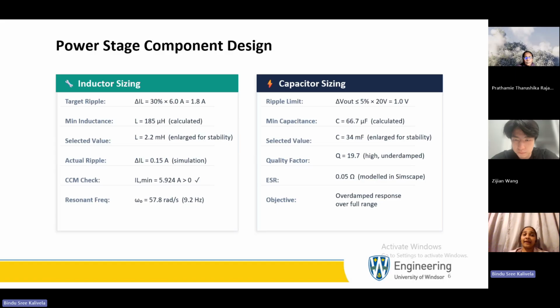And here, let's look at the inductor sizing and capacitor sizing. The main calculated values for the inductor and capacitor: the minimum calculated inductance was 185 microhenries. We selected a larger value of 2.2 millihenries to improve stability and to ensure CCM operation. For the capacitor, the minimum value is 66.7 microfarads. We selected 34 microfarads to reduce the output ripple and improve the performance. These component values help to maintain stable operation and low ripple in the converter.